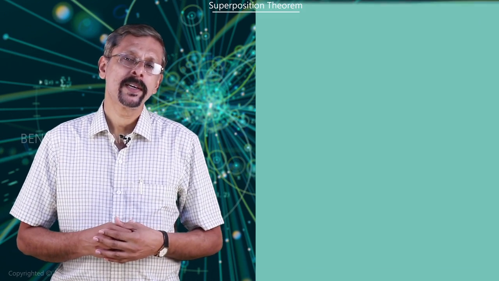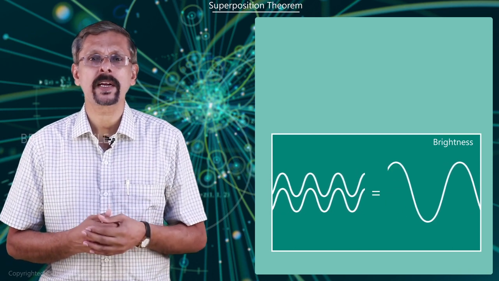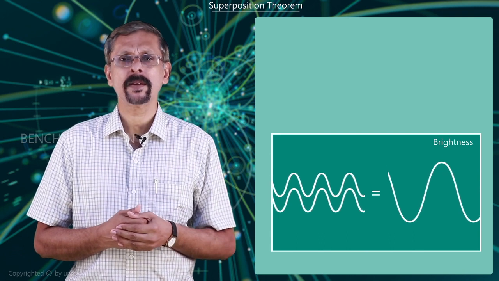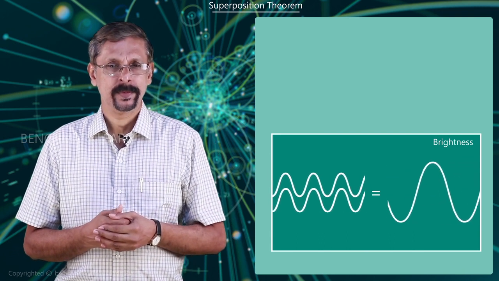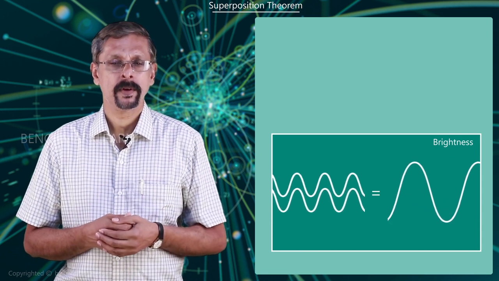I told you that due to interference, there are possibilities of darkness and brightness. And how do you check whether a point will appear bright or dark? It is done using a theorem known as the superposition theorem.